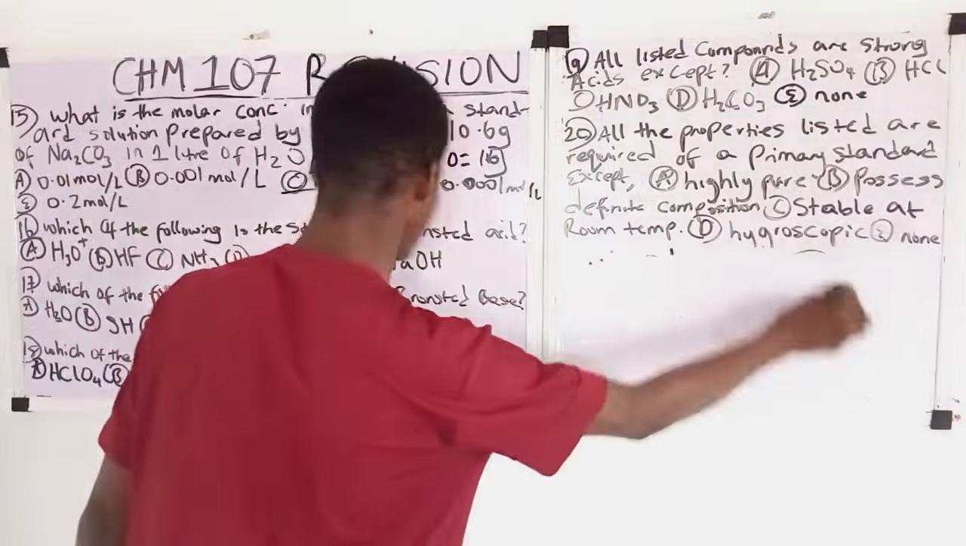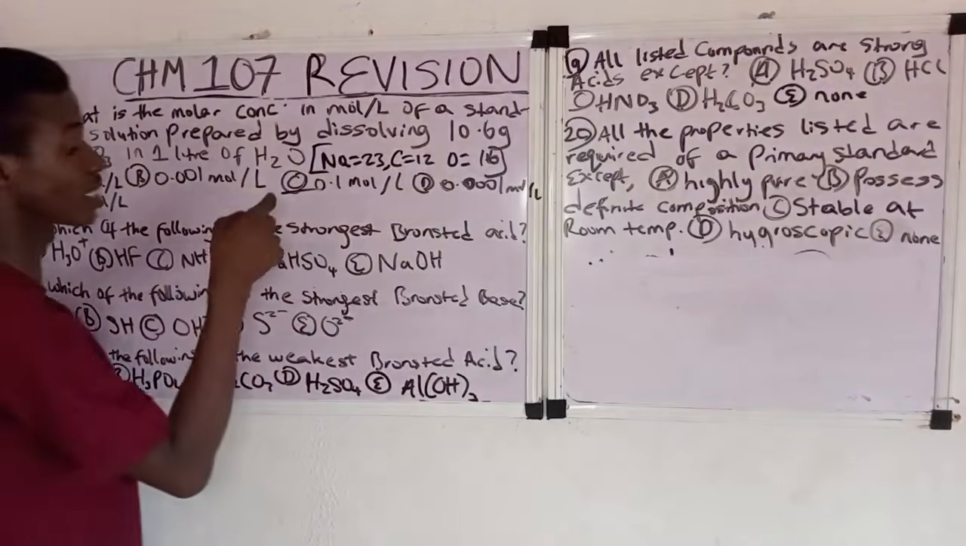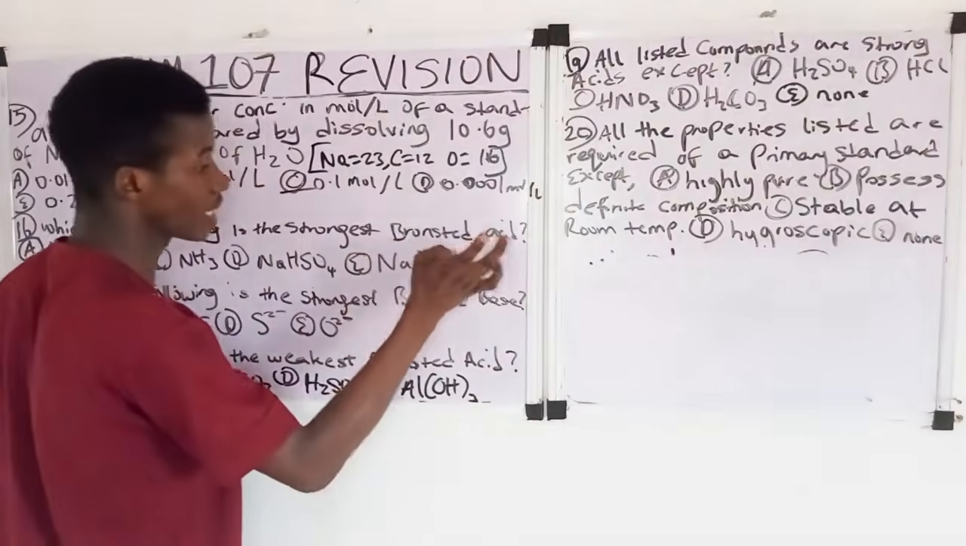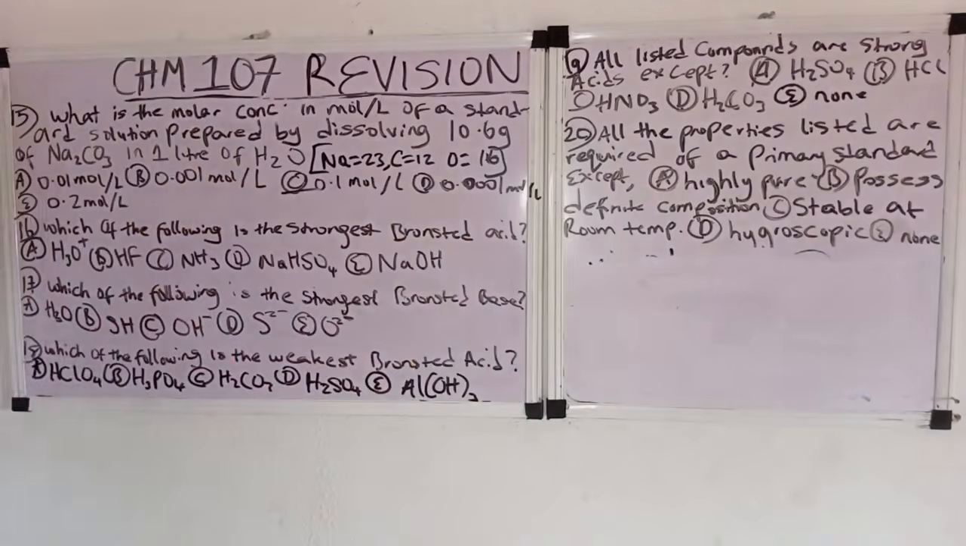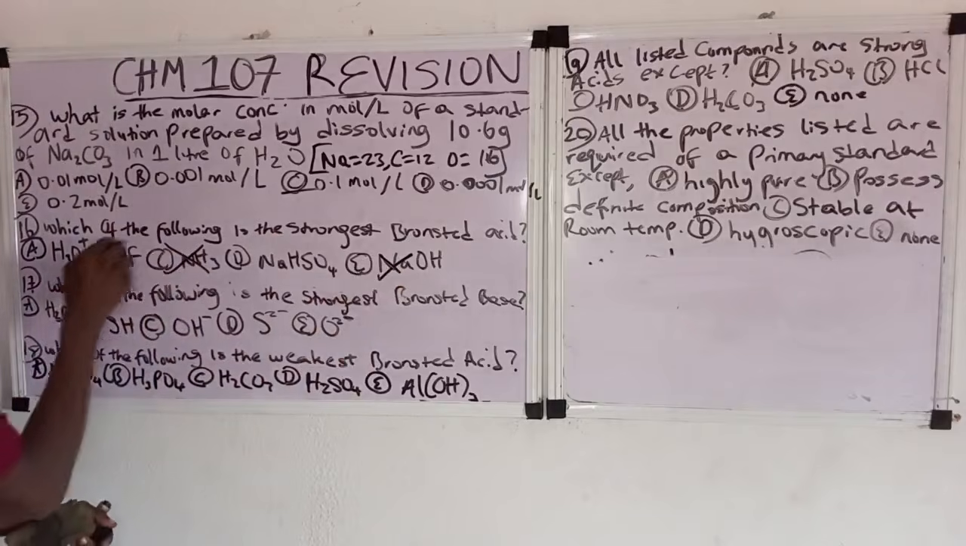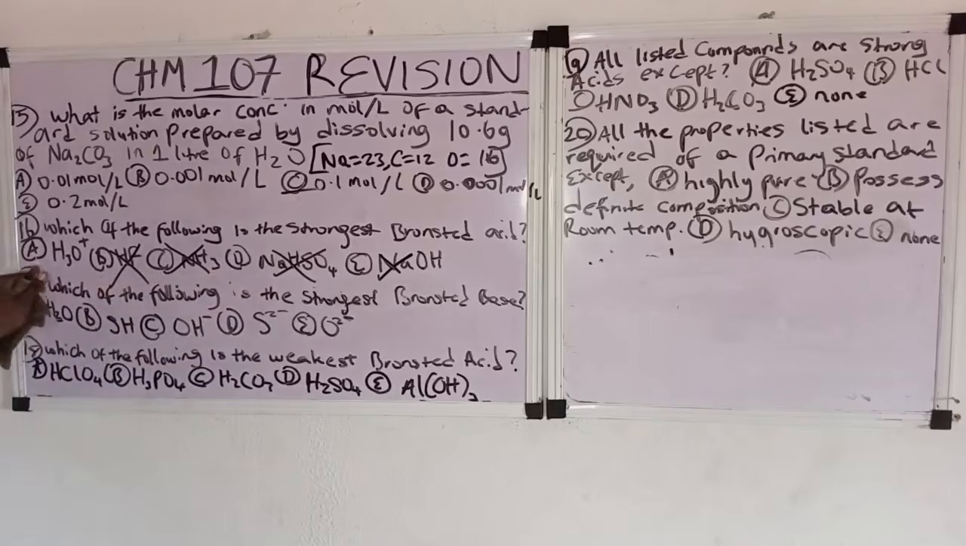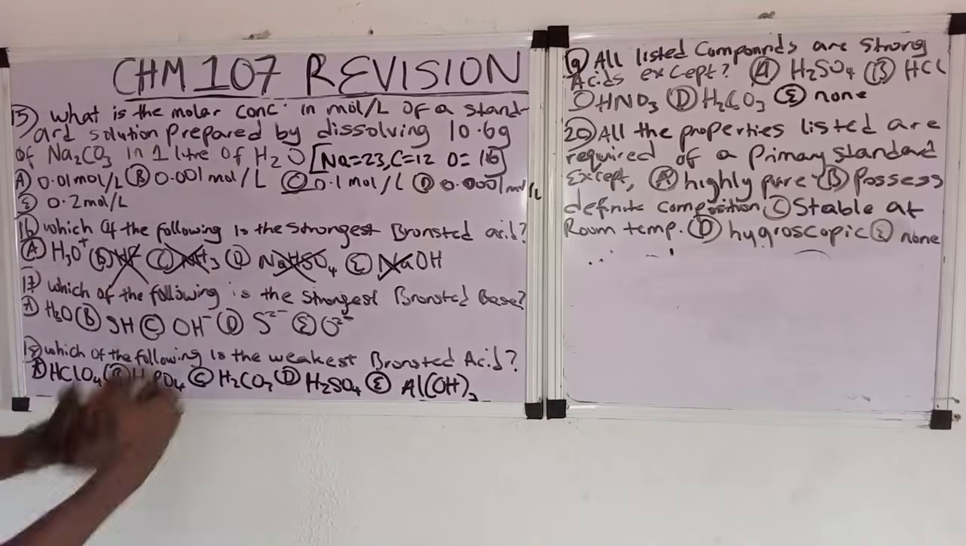Now move to the next question, which is question 16. Which of the following is the strongest Bronsted acid? Remember, sodium hydroxide is not an acid, so this one is out. This one is not an acid, so this one is out. This one is a very weak acid, so this one is out. This one is still weak, so this one is out. So the answer is the hydronium ion.